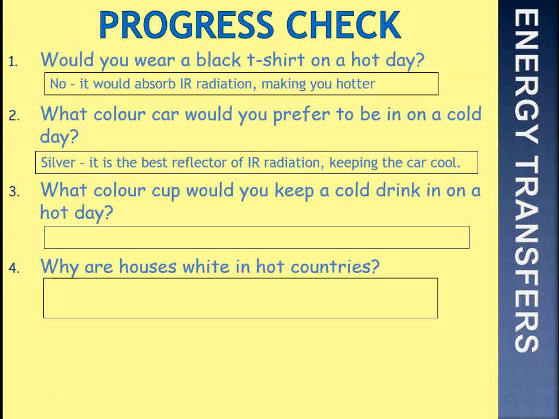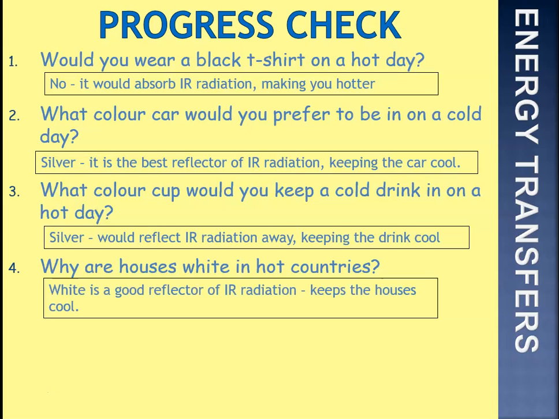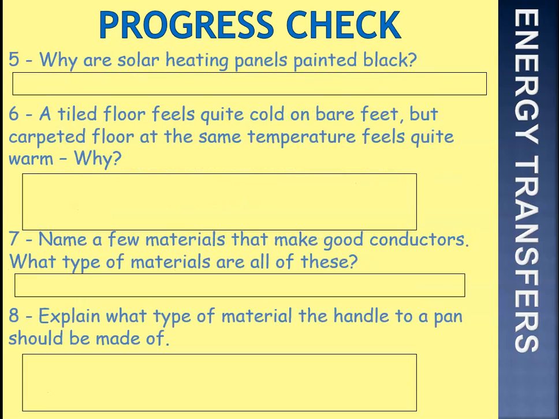Question 3. What colour cup would you keep a cold drink in on a hot day? Well, you want that drink to remain cool, so you want to try and stop infrared radiation getting in. So you have a silver cup that reflects the infrared radiation away, keeping that drink cool. And why are houses white in hot countries? You want your house to remain cool, so you want to reflect as much infrared radiation away as possible. White's a really good reflector of infrared radiation, and that keeps those houses cool.